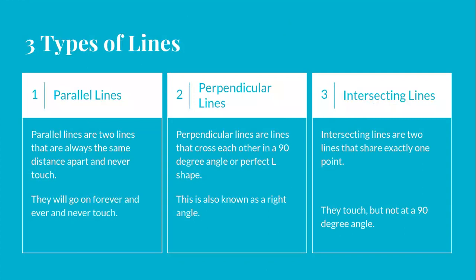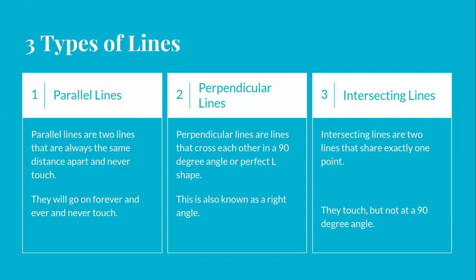So perpendicular lines cross each other almost like a cross. If you think about what a cross looks like, those are perpendicular lines because they are touching, they're crossing over each other, and they're doing it in a perfect L. And we also like to call this a right angle. So we've talked a little bit about right angles also. And the reason we call this a right angle is because that's a perfect L. It's two lines touching each other to form a perfect L.